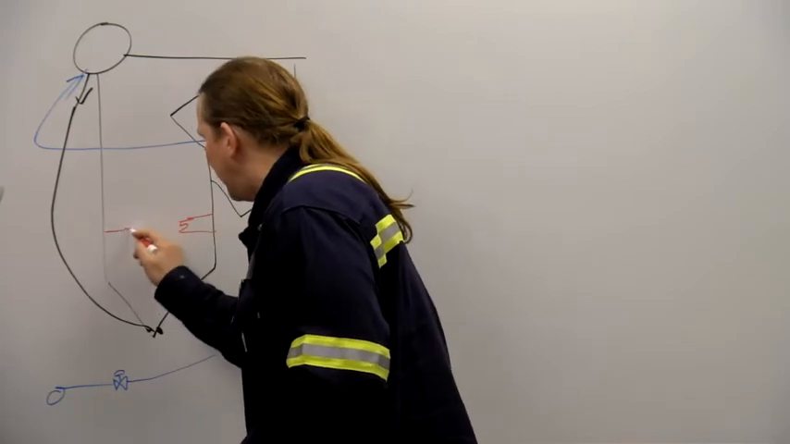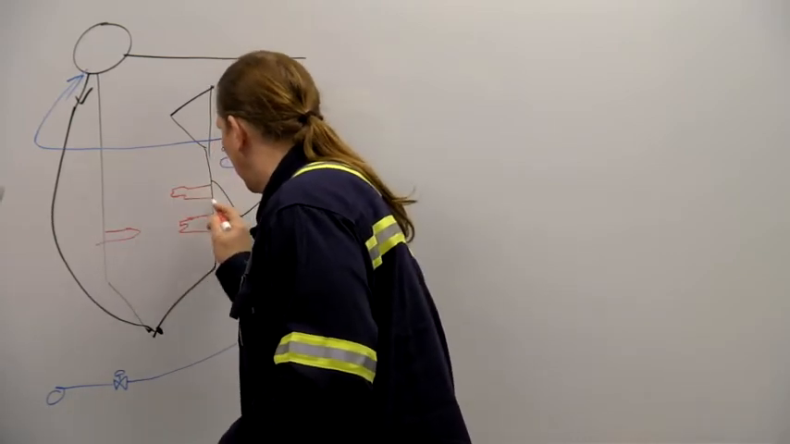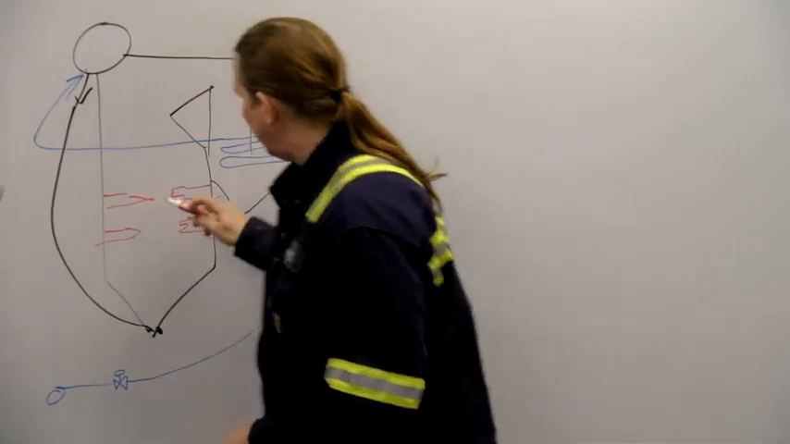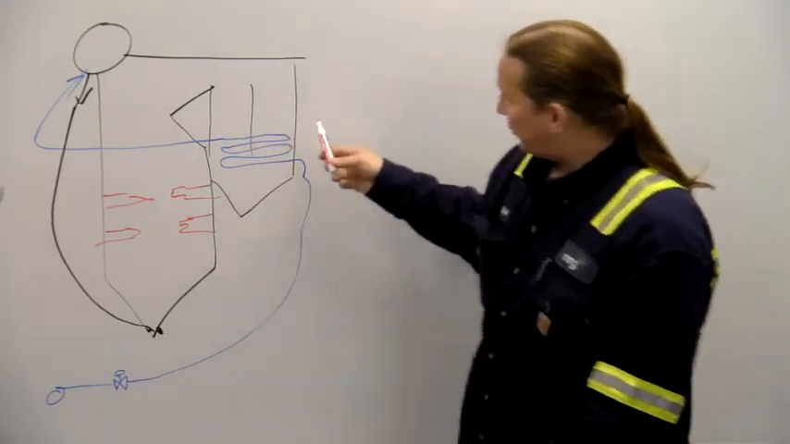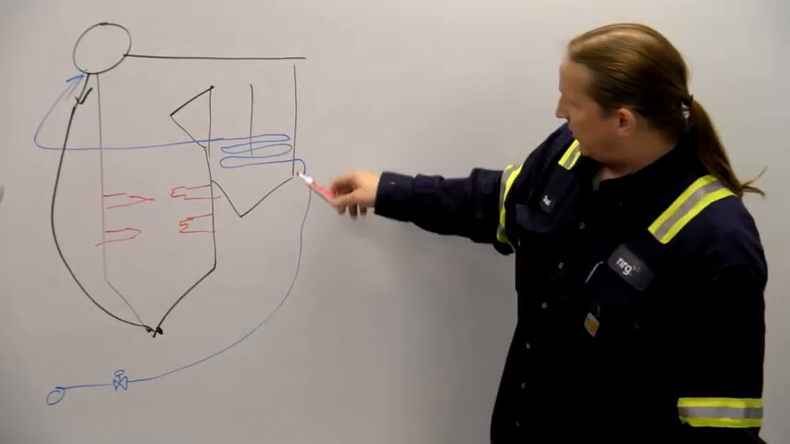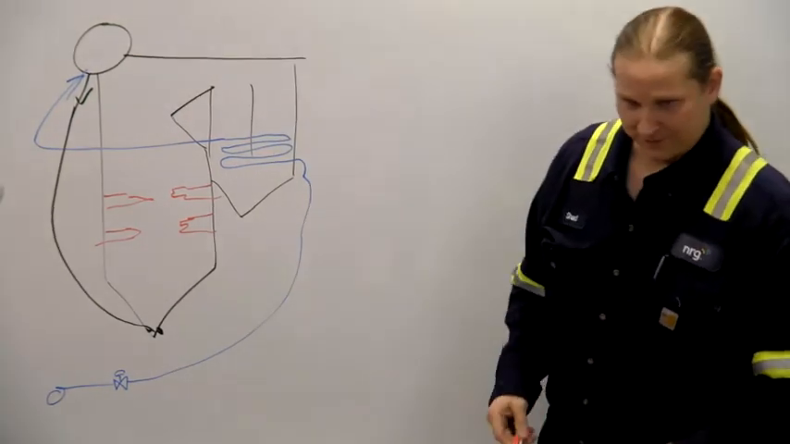There's two sides to the boiler. And one side is the firebox, and the other side is the back pass. In the back pass, you have tubes running through it that are absorbing heat out of the flue gas.